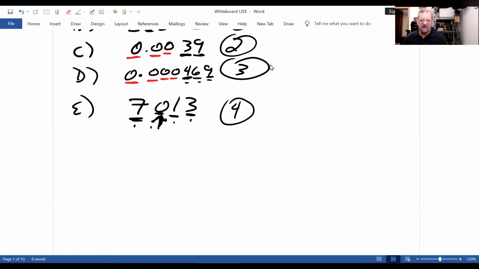By the way, if Dr. White ever counts wrong, please correct me. And it's your time. I'm going to stop with the letters. How many significant figures in this number?